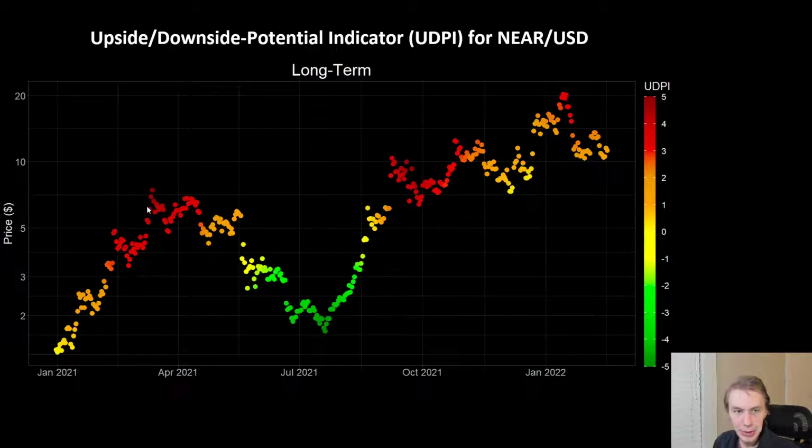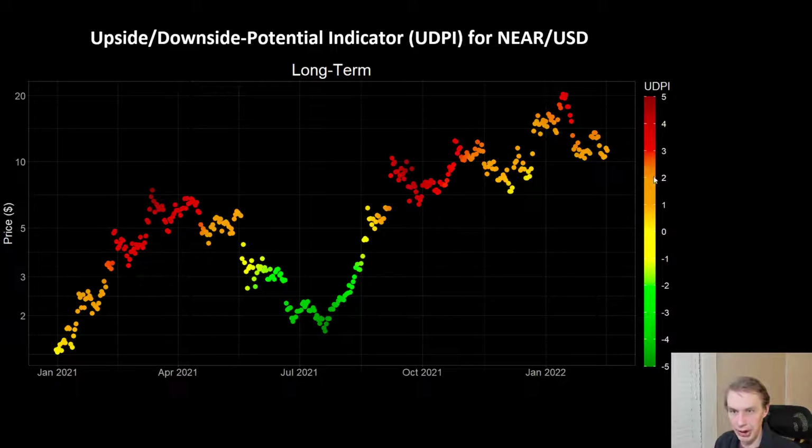And so you can see the UDPI does a good job over NEAR's history of identifying these topping out points, these red zones where corrections or at least consolidation has followed, and also these green zones, these low risk periods where acquiring NEAR has been advantageous. Now it's notable with NEAR that it's really only had one especially low risk zone in its entire history, or another way of interpreting that, there's only been one particular point where it's realized a lot of its realistic downside potential. Most of the other time it's spent realizing upside potential.